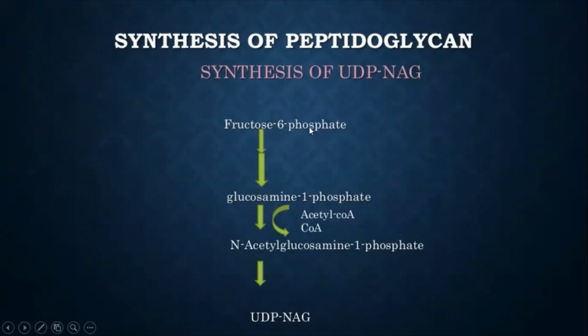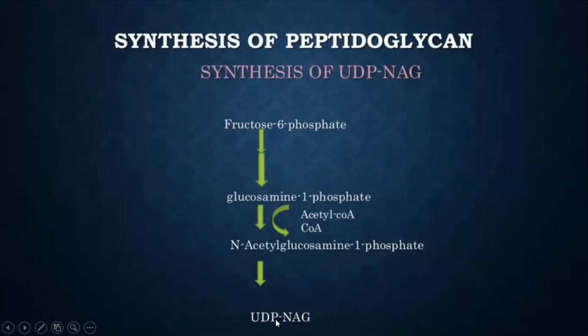Okay, so again, NAM and NAG, fructose 6 phosphate. So this is from where you're getting from the glycolysis, right? So all those steps in detail we are not going. Just understand that from glycolysis byproduct fructose 6 phosphate, it is getting synthesized. Okay, so glucosamine phosphate, when acetyl CoA is being added, you get N-acetyl glucosamine 1 phosphate. Later you get UDP NAG.